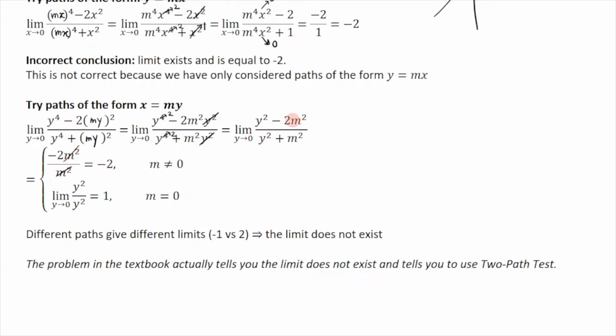Now, when m equals 0 exactly, that's where we have this situation. We get the limit of y squared over y squared, because this guy is just 0. And this limit is equal to 1, because this cancels. So you see that these two limits are different.